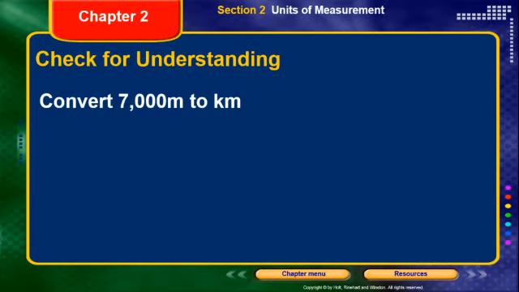What I'd like you to do right now is go ahead and press pause and see if you can convert 7,000 meters to kilometers. Again, use the process I just described. Don't do this in your head. Do this on a piece of paper. Press pause now.